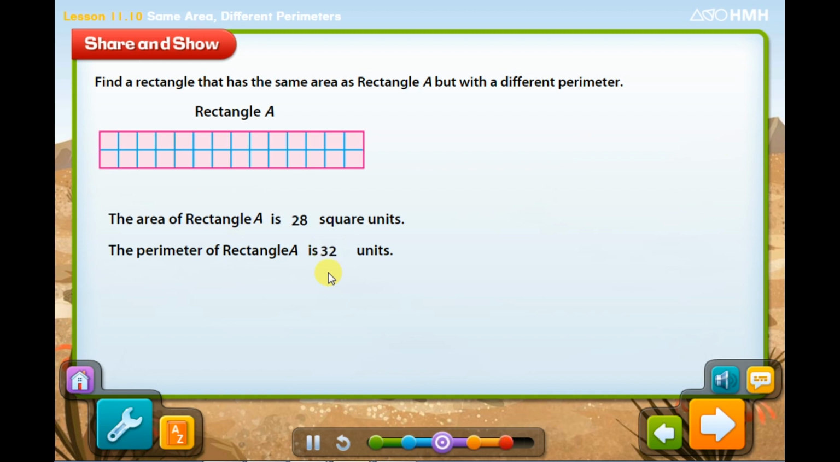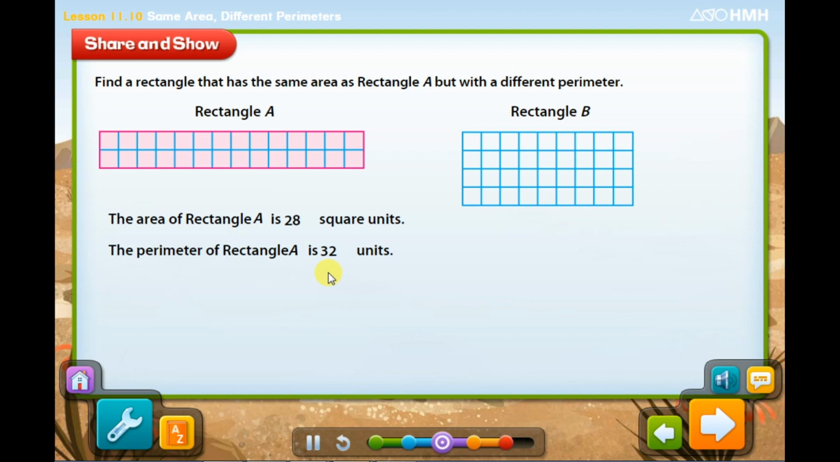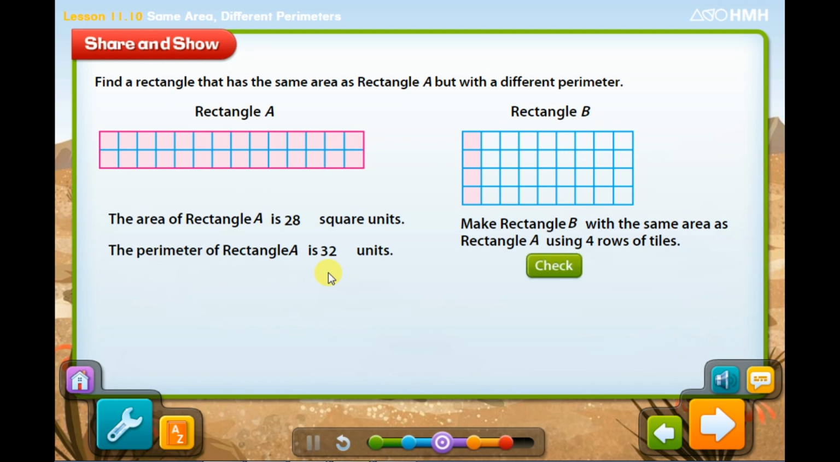Rectangle A is made of 2 rows of tiles. Try to make rectangle B with the same area as rectangle A by using 4 rows of tiles. Select squares on the grid to add tiles to rectangle B. When you're done, check your answer. Okay, so I need the same area, which is 28, but I want to make it in 4 rows. So ask yourself, 4 times what will give me 28? Say times table 4 out loud.